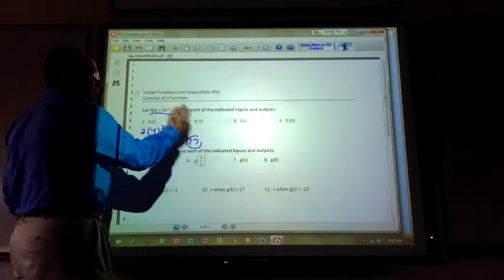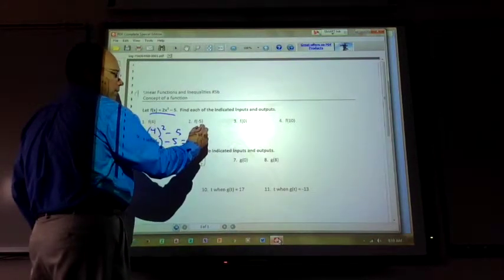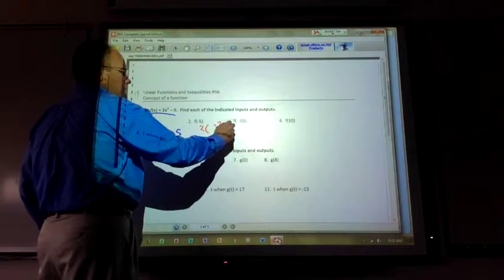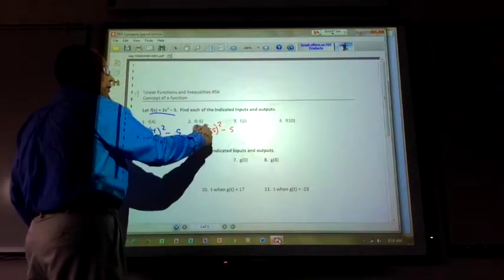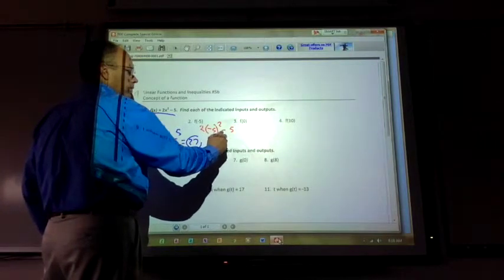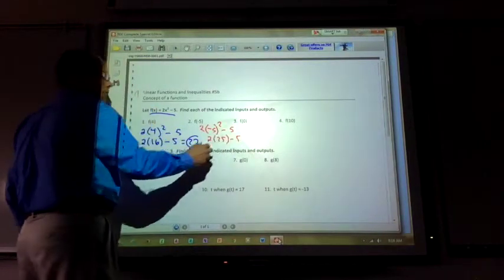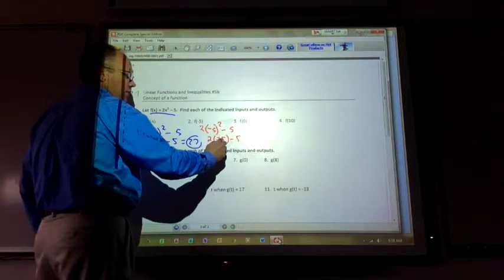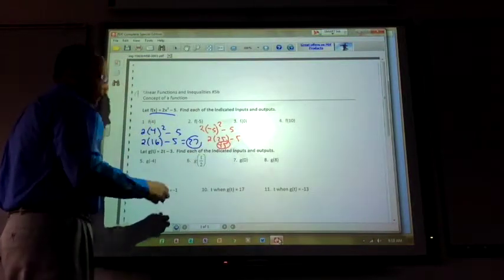I'm going to plug -5 in for x now. So again, there was an x there. Now it's going to be a -5. What's -5 squared? 25. So 2 times 25 is 50, minus 5 is 45. Okay? f at 0.